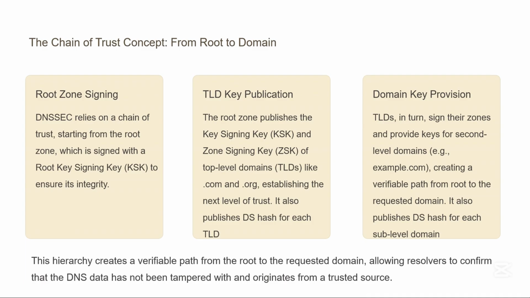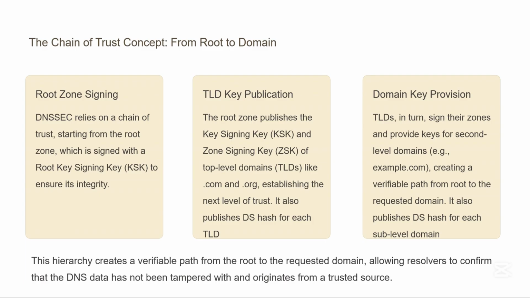Now, for you to be able to validate the authenticity of the sub-level domain, the top-level domain also signs the key of the sub-level domain. And that is called a delegation signer hash, DS hash. So it now shares that DS hash along with the sub-level domain's public key and its own public key. Don't forget, signing is always done with the private key, by the way. Signing is never done with the public key. Signing is done with the private key.